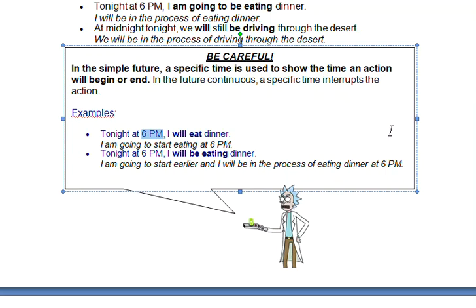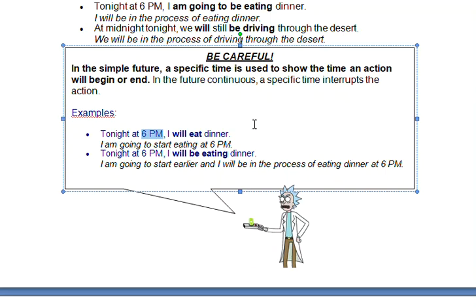But when I use the future continuous, that's different. If I say, Tonight at 6 p.m. I will be eating dinner, that's different. Si yo digo, Tonight at 6 p.m. I will be eating dinner, eso es diferente. Ahí yo no estoy indicando que a las 6 de la tarde yo voy a empezar a comer. Yo estoy indicando que a esa hora yo voy a estar en el proceso de cenar. Que ese proceso comenzó antes de las 6 p.m. y seguramente va a acabar después de las 6 p.m.